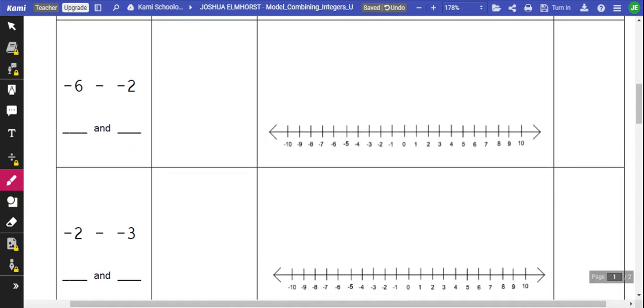So using the same strategy, we're going to keep the first integer the same, change the middle symbol to addition, and then change the second sign. So keep, change, change. We're going to add the opposite. So we're going to change this to a combining problem. So we have -6 and then +2. So we're going to combine these.